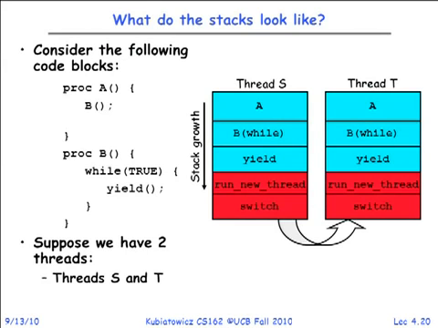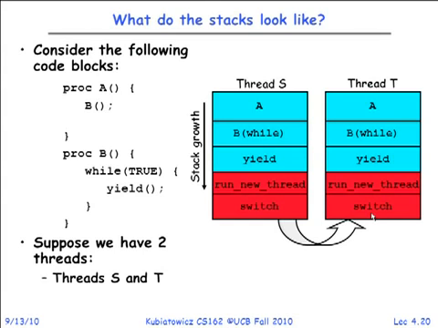Yes? In thread T, you only go back to B, right? You never return from B. Yeah, so notice this code never returns from B. So we would never actually return back up here because the code doesn't do it.